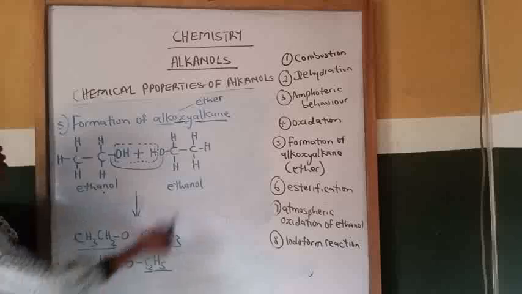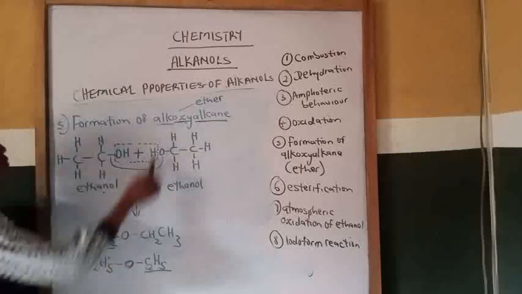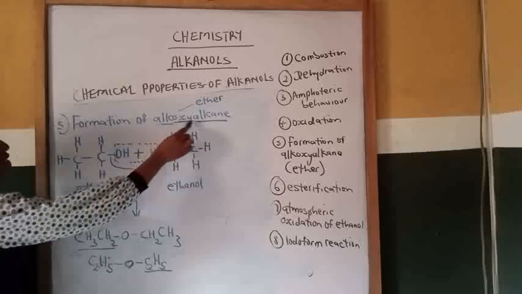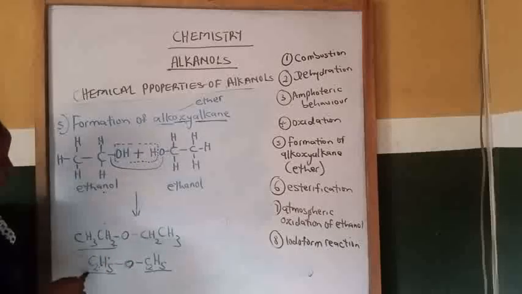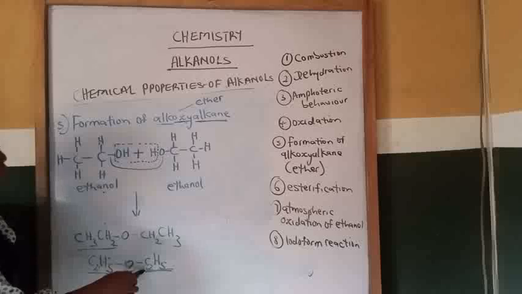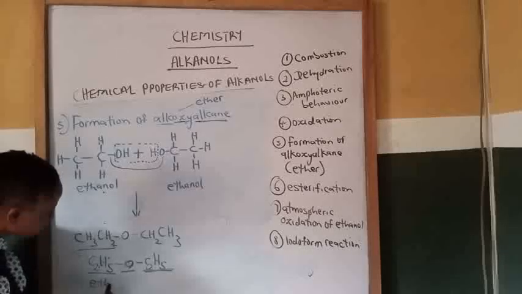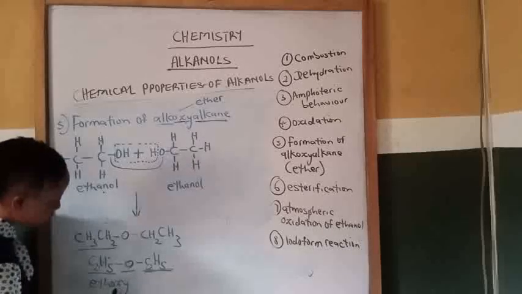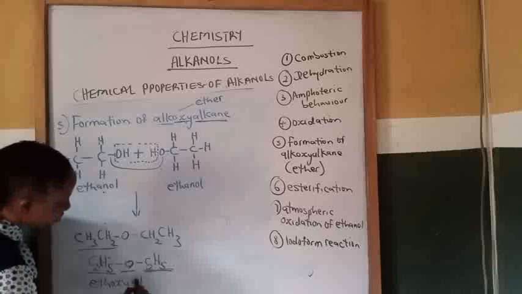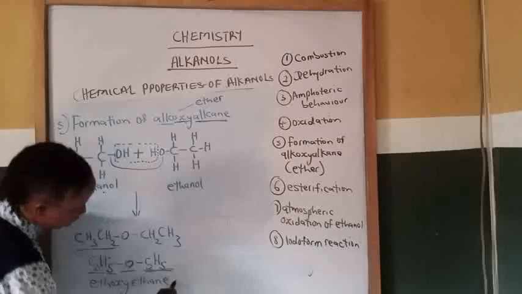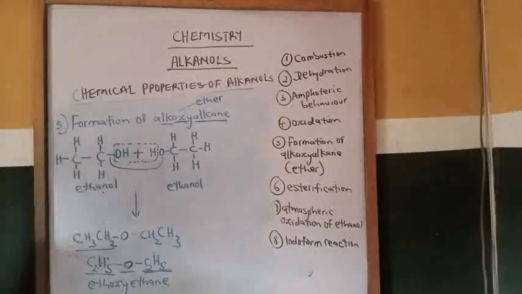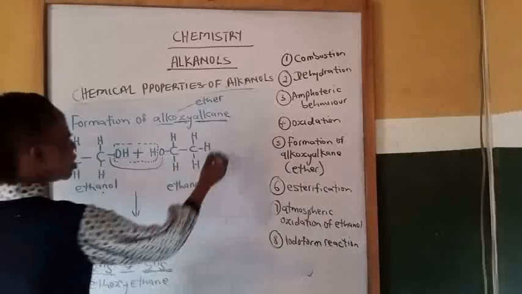Then this one will be from ethane, the second member of alkane, because it's the combination of alkyl, oxygen, and alkane. The alkyl there is ethyl, followed by oxygen, followed by the second member of alkane, which is ethane. So you call it ethoxy ethane. So our product is ethoxy ethane. You can write your product in this form.